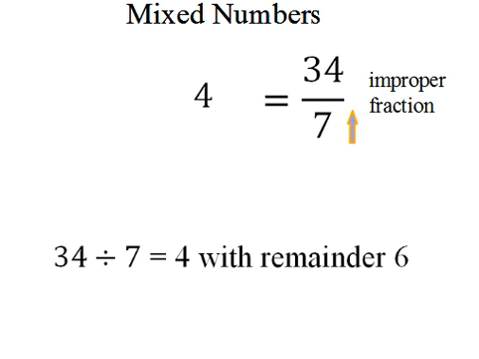So guess what happens to those 6 slices? Yep, you guessed it. That 6 becomes the fraction part. So 4 6/7 converts to 34/7, and 34/7 converts back to 4 6/7.